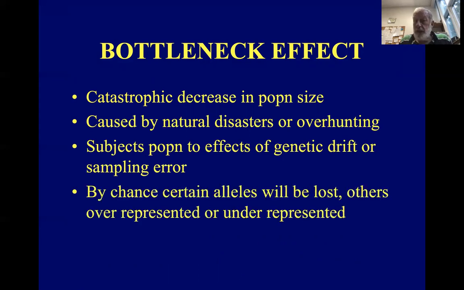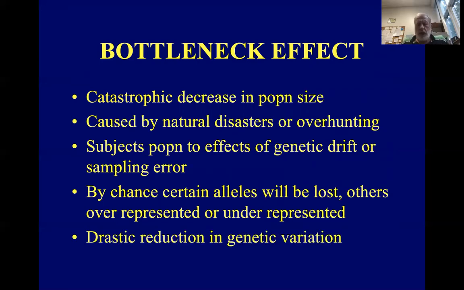So by chance, after the catastrophic event, certain alleles will be lost. Others may be more common than they originally were, and other alleles may be less common than they originally were. And the long-term consequence of a bottleneck is a drastic reduction in genetic variation. So when we see less genetic variation than normal in a population, we figure it's probably gone through a bottleneck.